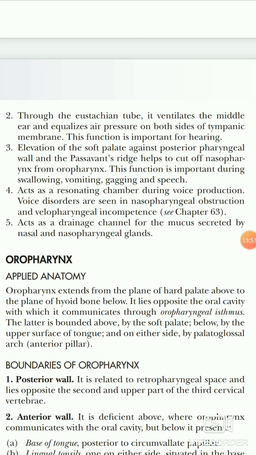Elevation of the soft palate against the posterior pharyngeal wall and Passavant's ridge helps to cut off the nasopharynx from the oropharynx. This function is important during swallowing, vomiting, gagging, and speech. It acts as a resonating chamber during voice production. Voice disorders are seen in nasopharyngeal obstruction and velopharyngeal incompetence. It acts as a drainage channel for the mucus secreted by nasal and nasopharyngeal glands.